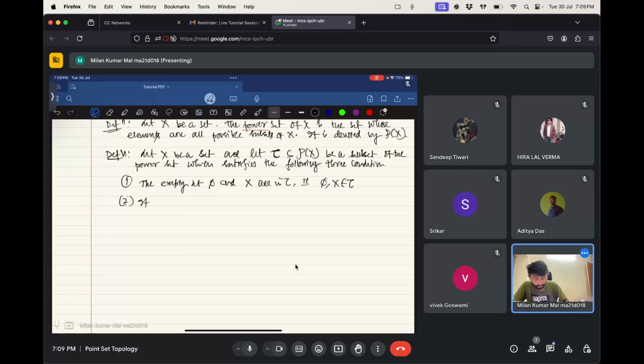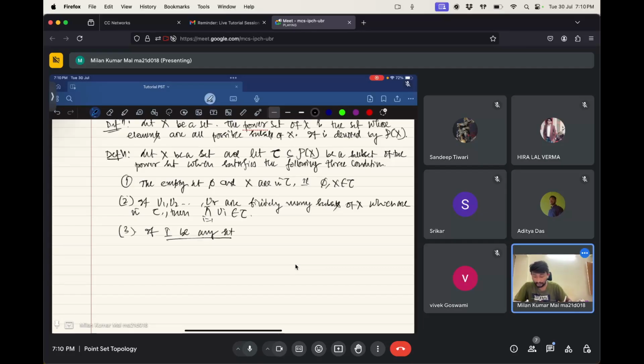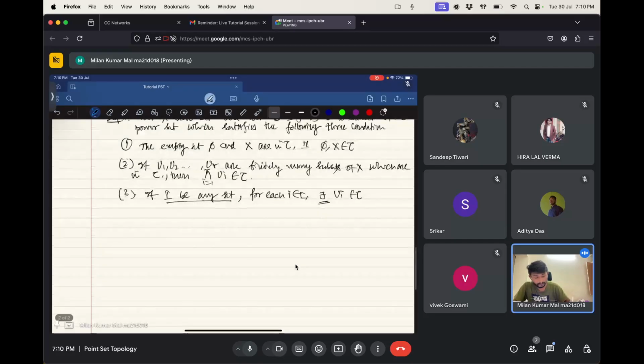Second is that if U1, U2, ..., Ur are finitely many subsets of X which are in tau, then their intersection, the intersection of Ui, i equals 1 to r, should also belong to tau. And the third condition is that if I is an indexing set, any set, just an indexing set, and for each i belonging to I there exists a subset Ui belonging to tau, then the union of all those Ui, with i coming from the index set I, belongs to tau.